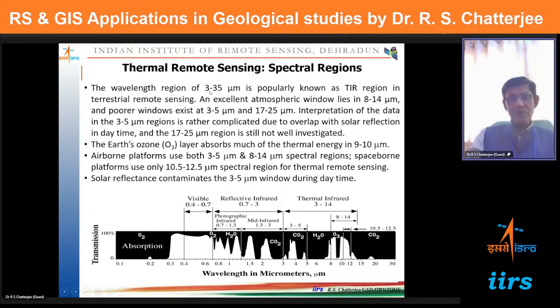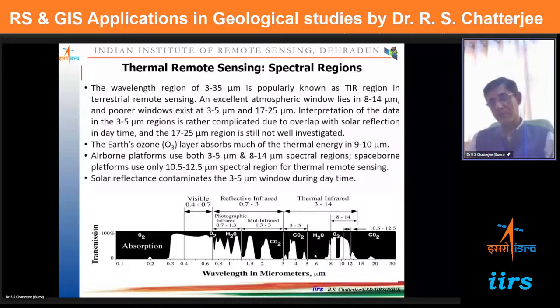Now in thermal remote sensing, 3 micrometer to 35 micrometer is popularly known as the thermal infrared region, particularly in terrestrial remote sensing. Out of this, there is the atmosphere between the satellite and the Earth's surface, so the entire region is not transparent. The region between 8 to 14 micrometer, shown white, means transmittance is high. That means radiation from the Earth's surface can go through the atmosphere and reach the sensor. Where it is entirely black, it is completely opaque, meaning radiation cannot pass through. The atmosphere completely absorbs this thermal radiation.